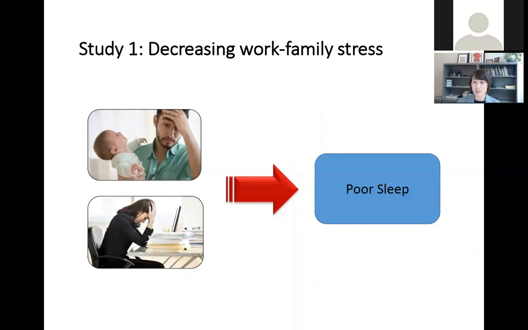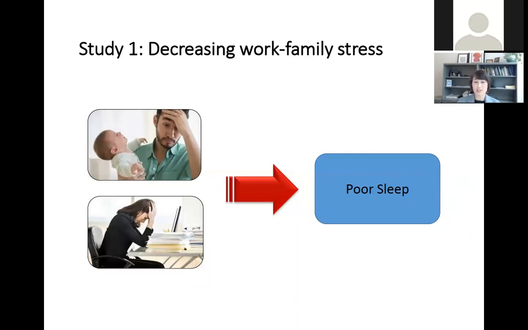Interestingly, we know that two of the biggest stressors that people face are family-related stressors and work-related stressors. And then if you combine those two and think about how your work life conflicts with your non-work life, we know that's a major stressor for people as well. And the research suggests that work and family stress is definitely associated with poor sleep quantity and poor sleep quality as well.